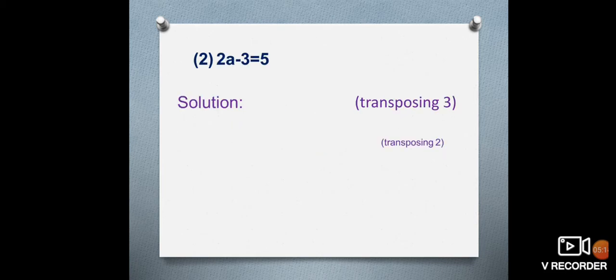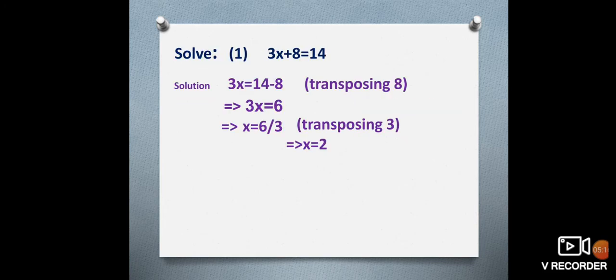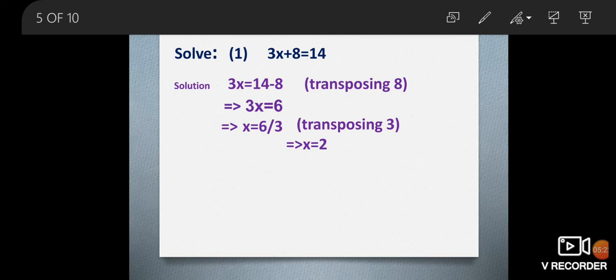So now you can see example number 1 on transposing. We have the question 3x plus 8 is equal to 14. So first of all I want to remove 8. I'll take 8 to the right hand side. So what will happen? It will become minus. 14 minus 8 is 6. Now I want to transpose 3. 3 is in multiply, it will become divide. So x is equal to 6 by 3, that is x equals to 2 is my answer.